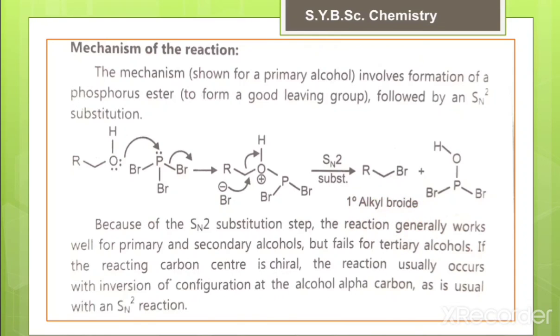Here it is SN2 substitution, because the reaction generally works well for primary and secondary alcohols but fails for tertiary alcohols due to steric hindrance. And if the reacting carbon center is chiral, the reaction usually occurs with inversion of configuration at the alcohol alpha carbon, as is usual with SN2 reactions. That means the overall reaction is the SN2 reaction mechanism.